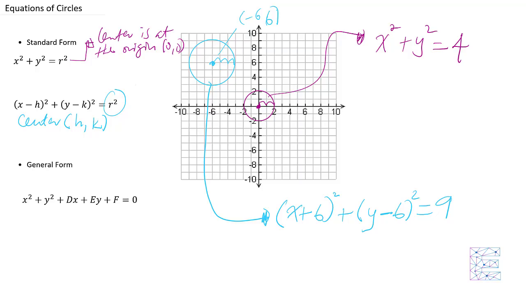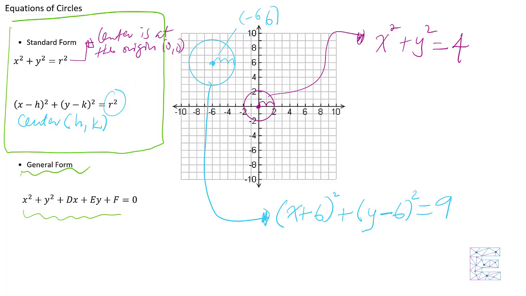Understand that we don't always have circles presented to us in the standard form. They are sometimes given to us in general form, and we would have to do something to convert them from general form to standard form. And that's the next lesson.